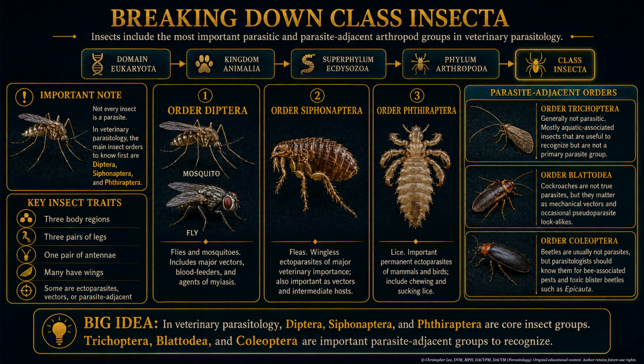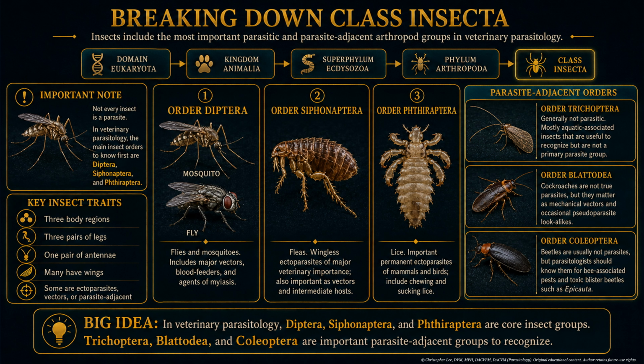Now let's look at the insects. The core insect orders for veterinary parasitology are Diptera, Siphonoptera, and Pithecoptera. When trying to remember these terms, the etymology can be surprisingly helpful. Diptera means two wings. True flies have one functional pair of wings, while the second pair is modified into balancing structures called halteres. Diptera includes flies and mosquitoes. They may be biting pests, vectors, or agents of myiasis.